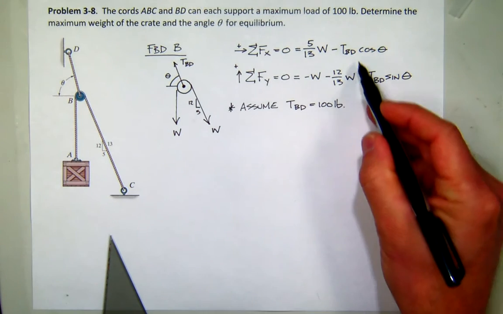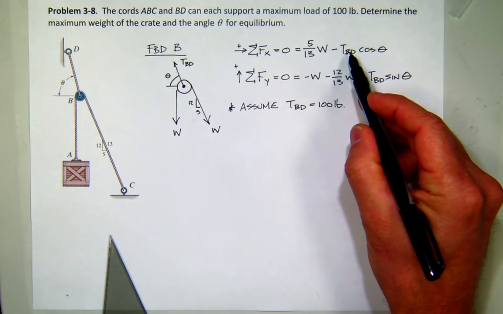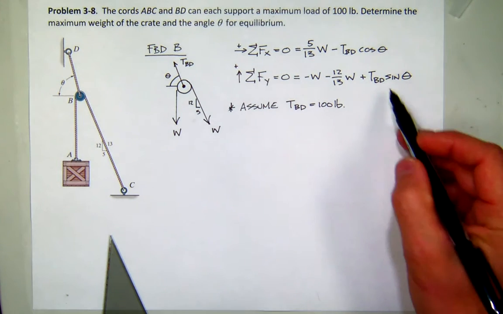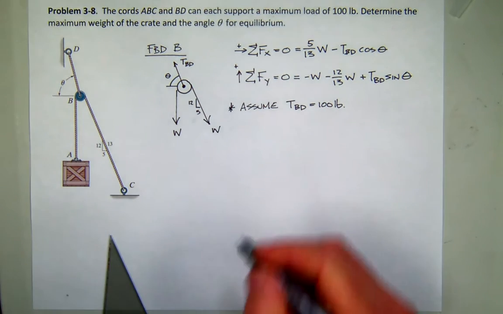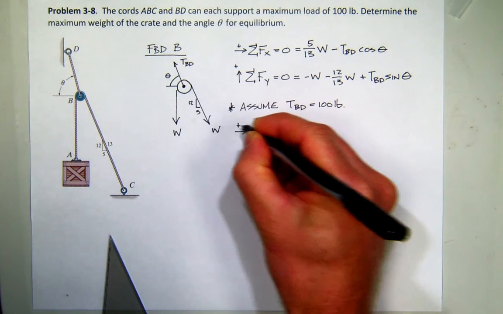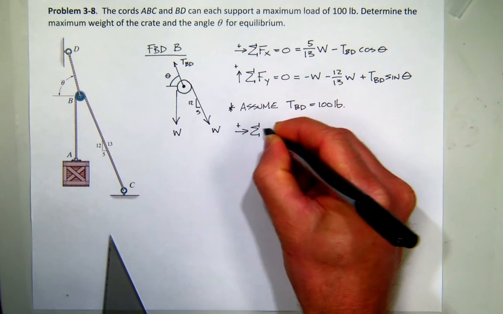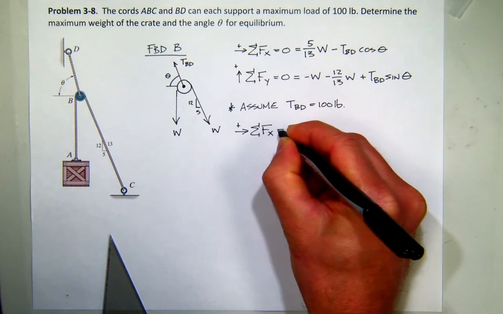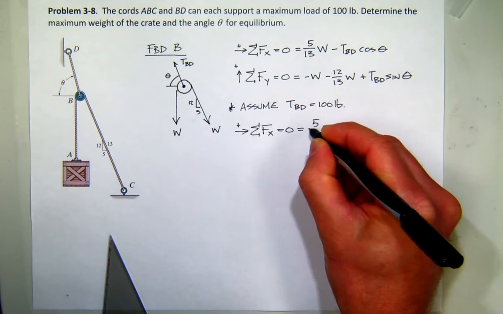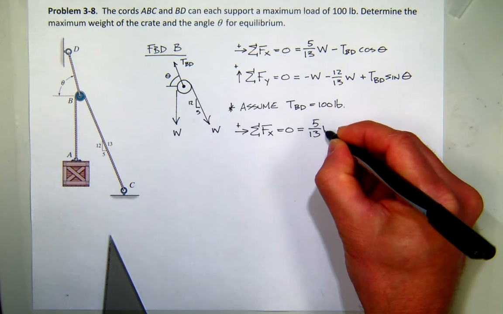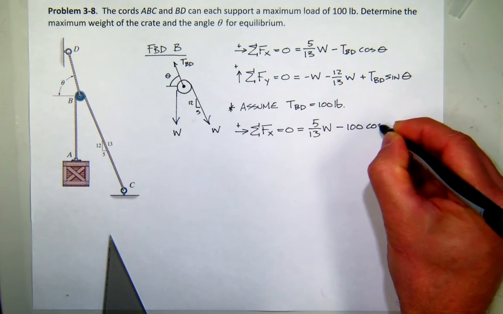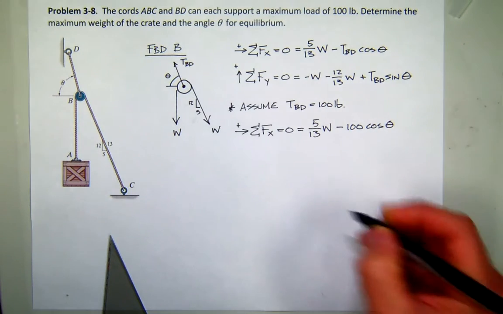So I plug TB back into here, and I plug TB back into here. I have two equations and two unknowns. So I'll rewrite those. So the sum of the forces in the x direction will now be 5/13 W minus 100 cosine theta.